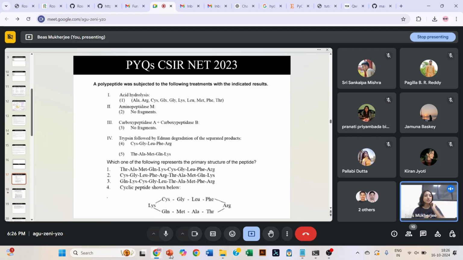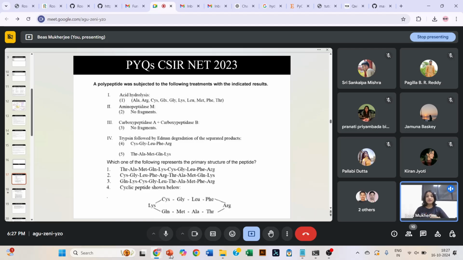Now, if you think about what aminopeptidase M is doing, you will obviously read up. It is cutting at the N terminal, so that you read. But then it is not generating any fragments. Why is that so? What is the specificity of this aminopeptidase? Then you have carboxypeptidase A and B. What is the difference between carboxypeptidase A and B? We have that in the next slide, so we will look at that. Carboxypeptidase means it is going to cleave at the C terminal.